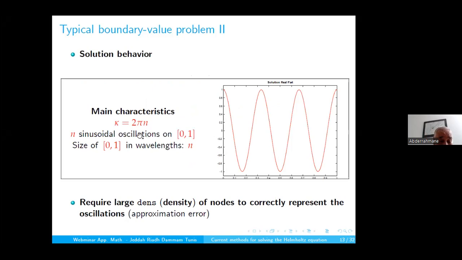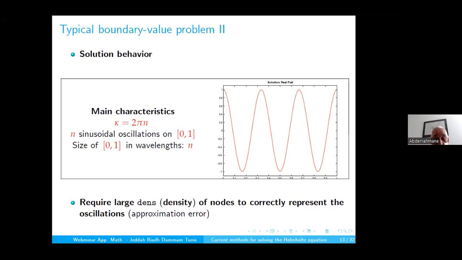And for κ equal to nπ, for instance, the solution does n oscillations in the computation interval 0, 1. So since the solution oscillates, for large κ you must have a large density of nodes to correctly represent the oscillation.